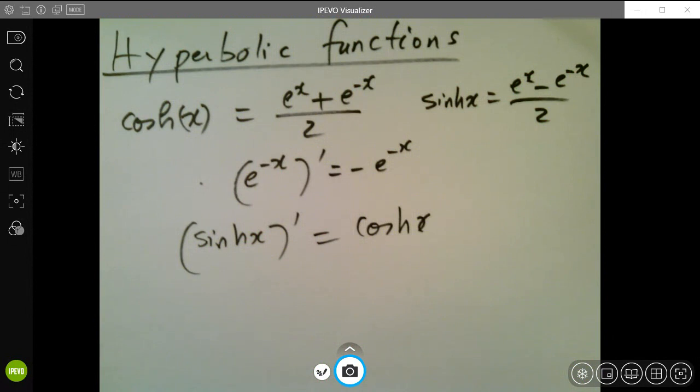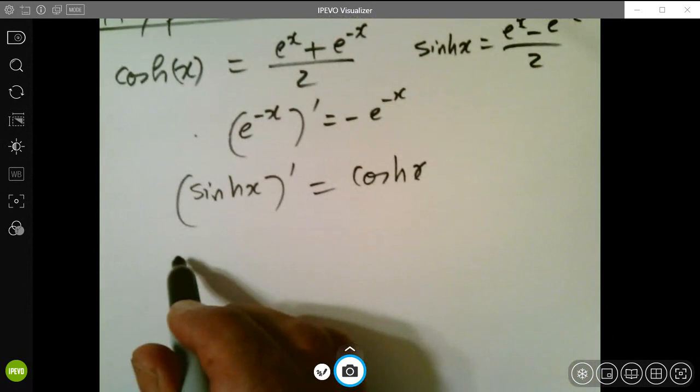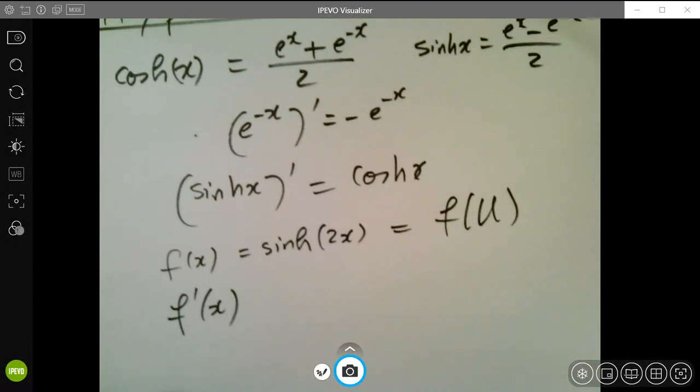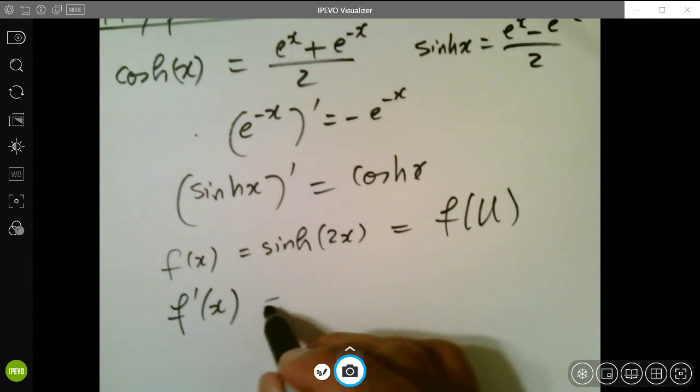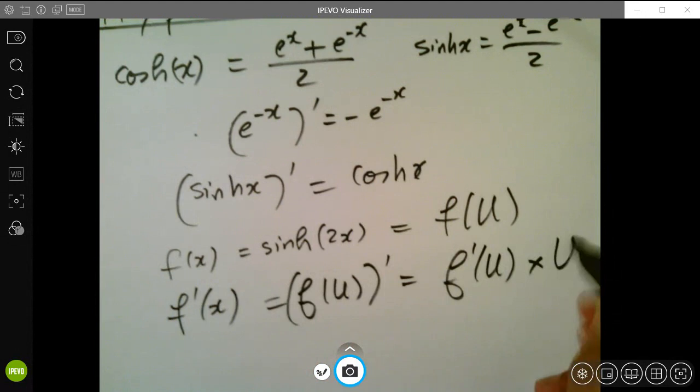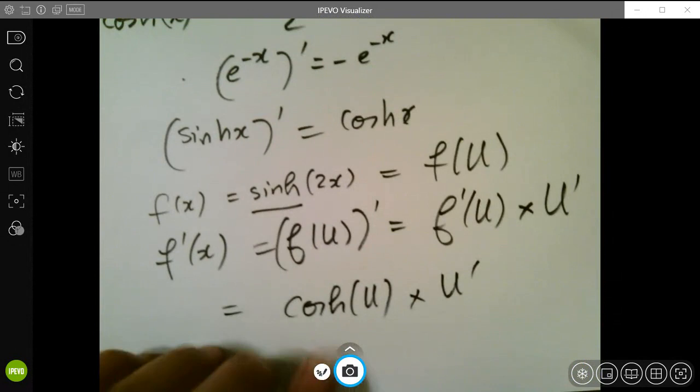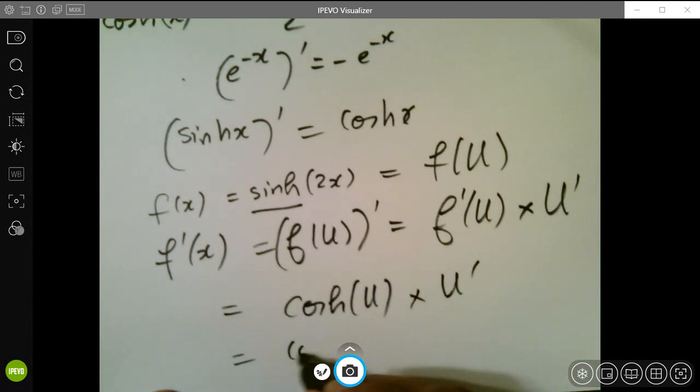Now, what do we have here? We want to compute the derivative of sine hyperbolic of 2x. This is again f of u. I cannot emphasize enough on this one. This is f of u prime, which is f prime of u times u prime. What is the derivative of sine hyperbolic? Cosine hyperbolic of u times u prime, exactly the same as for the inverse of trig functions. Then it will be cosine hyperbolic of 2x times 2, and you can move 2 to the front.